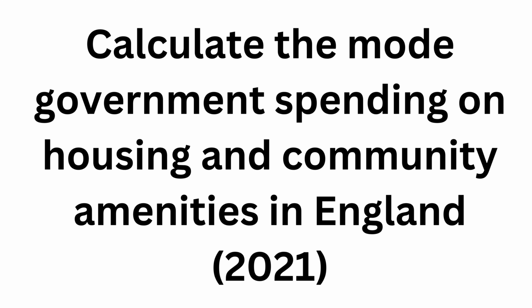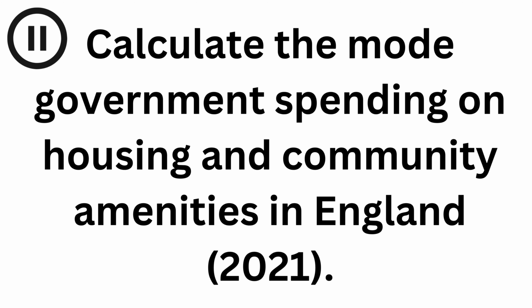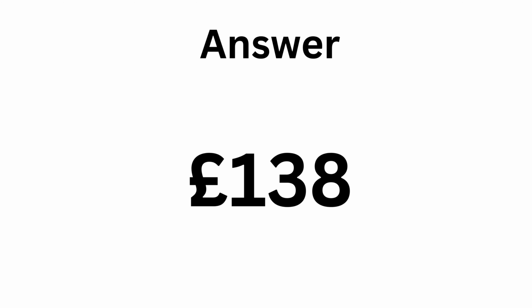Pause the video while you calculate the mode government spending on housing and community amenities in England from the table on page 2. The correct answer is £138. This is because there are 2 regions where government spending is equal. Notice how we included a pound sign as the data is expressed in pounds.